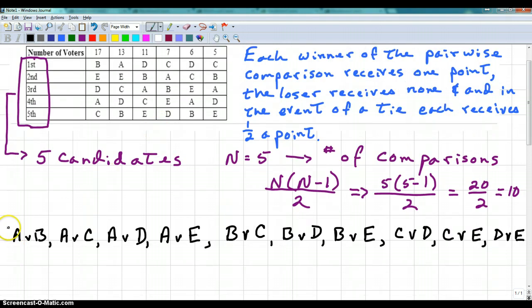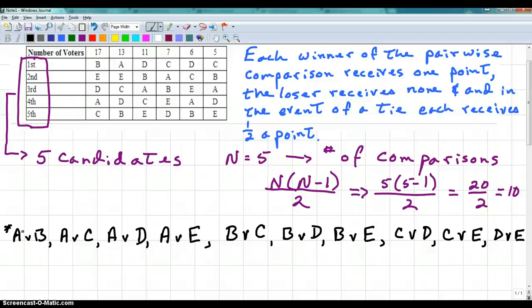These are the comparisons that we're going to make. We're going to make comparisons from candidate A: A vs B, A vs C, A vs D, A vs E. Then we'll look at candidate B: B vs C, B vs D, and B vs E. Then candidate C: C vs D and C vs E. And then finally candidate D: D vs E. This encompasses all the different comparisons that we can make between the candidates.